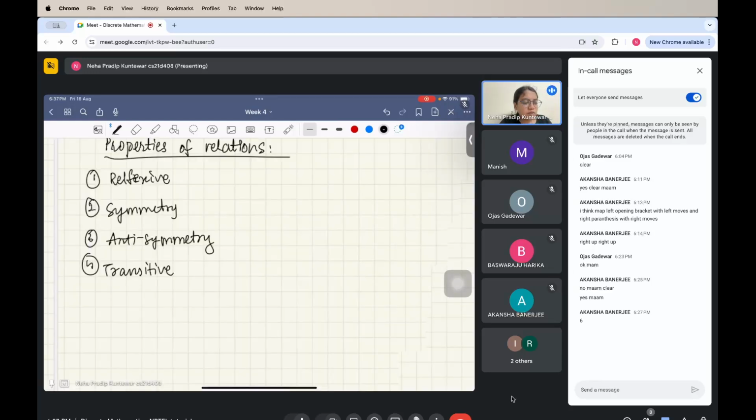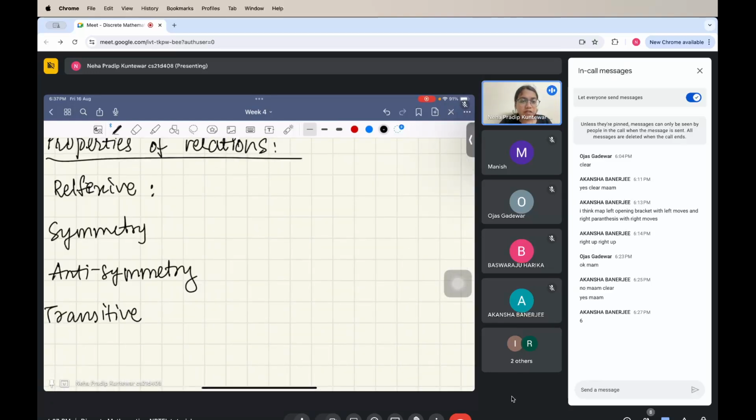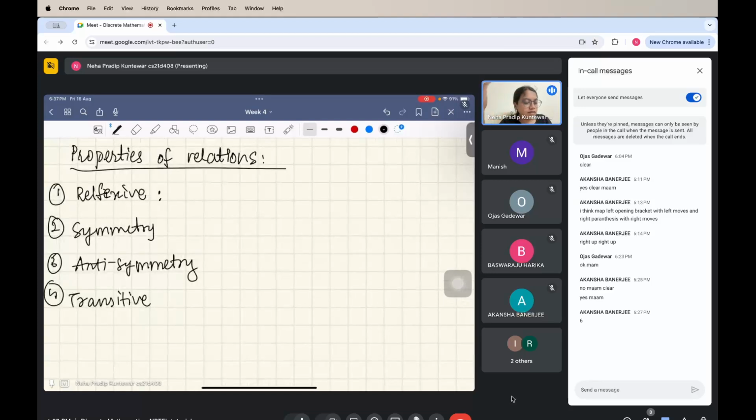Okay, so what do we mean by reflexive? Maybe I'll take an example, probably the same example that was done in the class. Let's say you have a group of people, so there are some n many people in here, and you say that A is related to B if they are friends, and assume that if A is a friend of B, then B is also a friend of A.